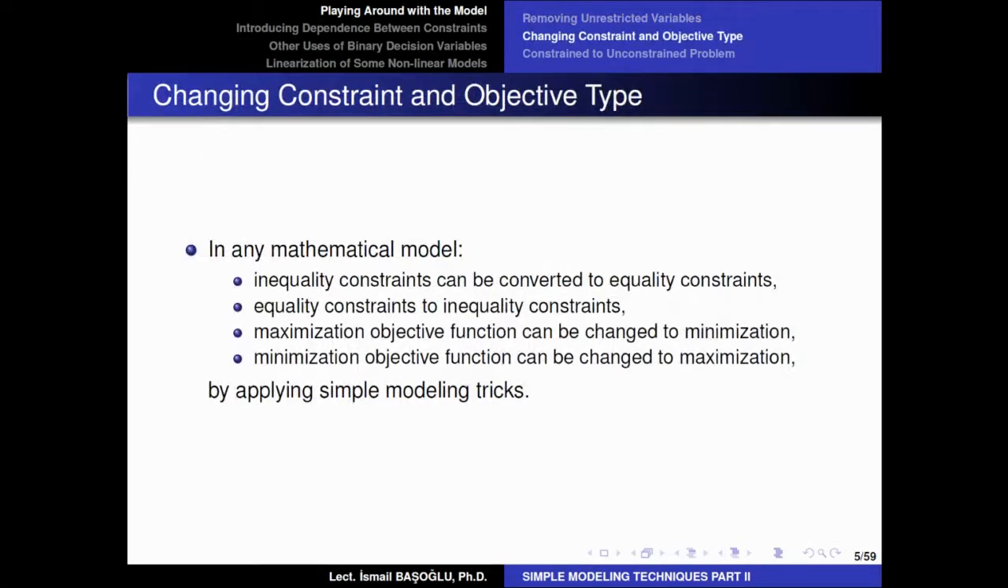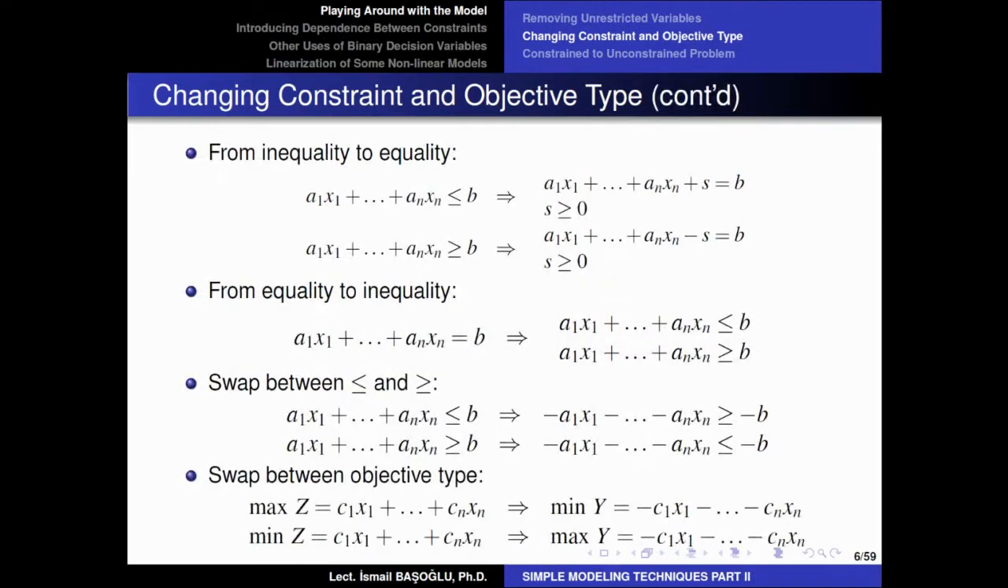Now, another type of trick that we can apply is to change the constraint type and the objective type in mathematical models. We can convert inequality constraints into equations or equality constraints, or we can convert an equality constraint into multiple inequality constraints actually, and we can change the maximization objective function to a minimization objective function, or vice versa. So how we are going to do this is explained in this page.